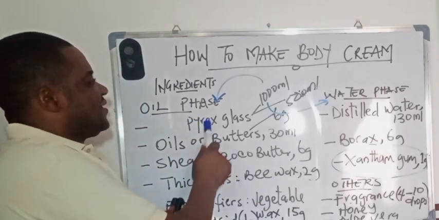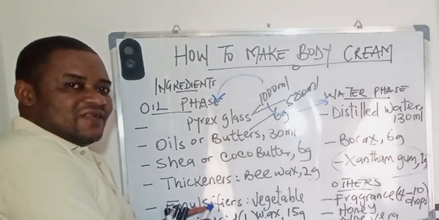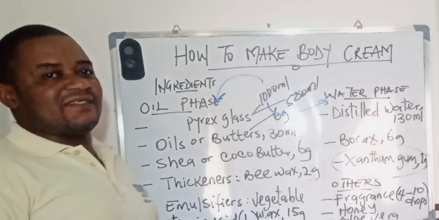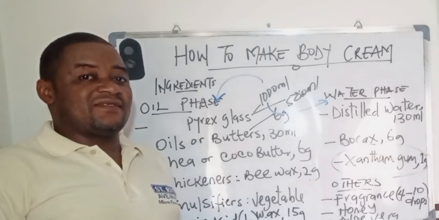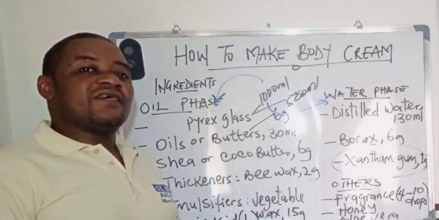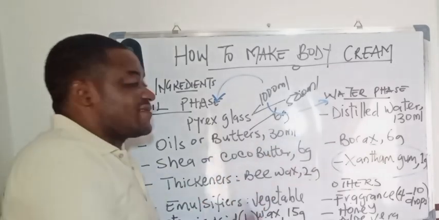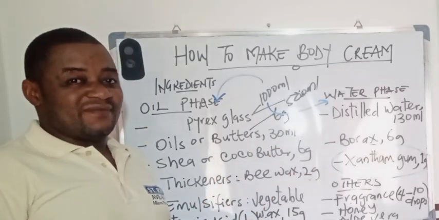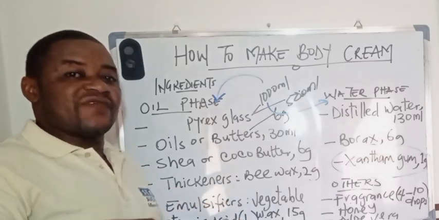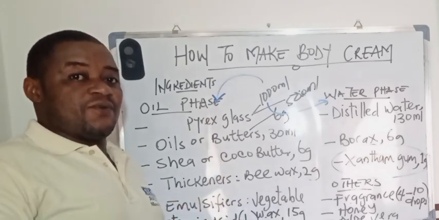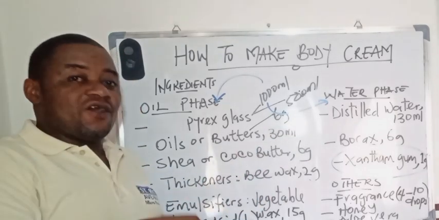And then you sit this other 1000 ml container that has the oil phase on the other side, and heat it. There is no particular time of heating. You have to heat until all these ingredients are mixed up. As you heat, you continue to stir. You stir both of them with different spoons. So you keep stirring the water phase, and you stir also the oil phase.